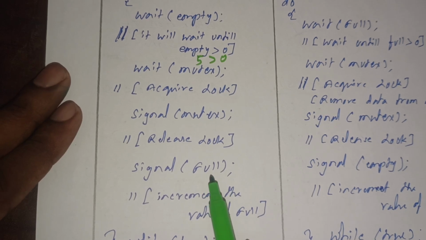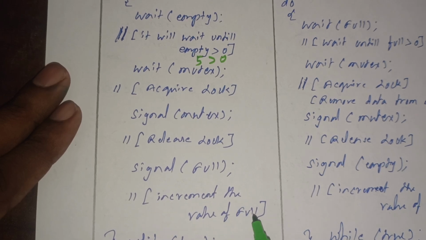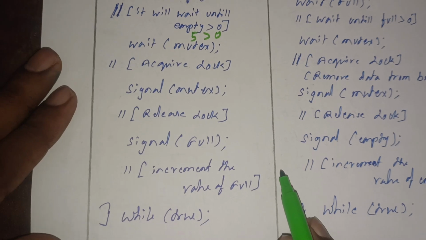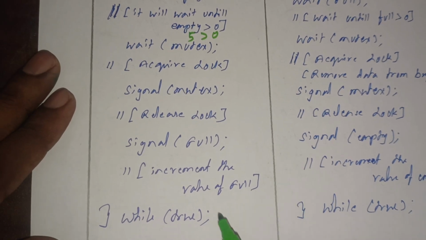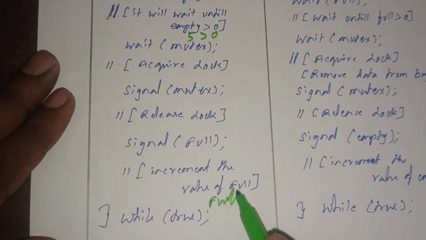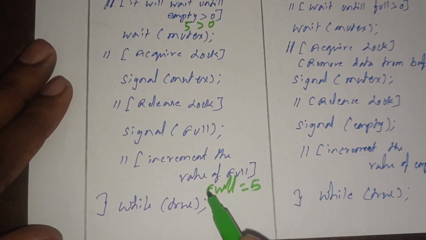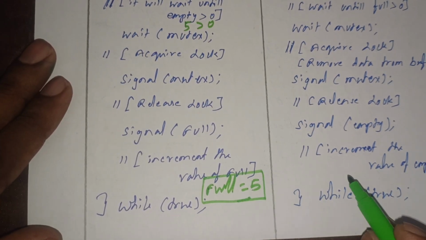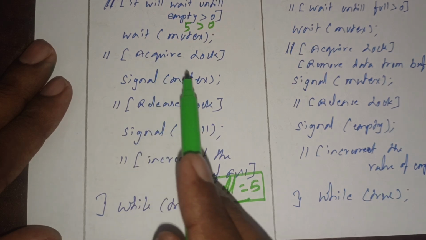Initially the value is, say for example, 5. I am going to increment the value of full now. How? When I increment the value of full, what happens? Full is equal to 5. That means finally I am going to fill all these empty slots.